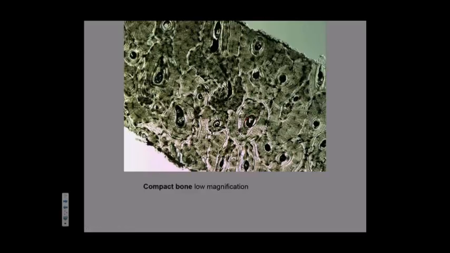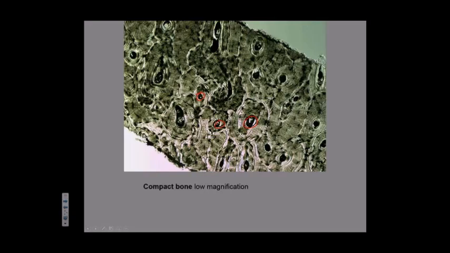Probably should be using red. The central canal contains an artery, a vein, a nerve, and a lymphatic vessel. A&P textbooks are always leaving out the lymphatics. They just say artery, vein, and a nerve. No, there's a lymphatic vessel in there too, for lymphatic drainage.